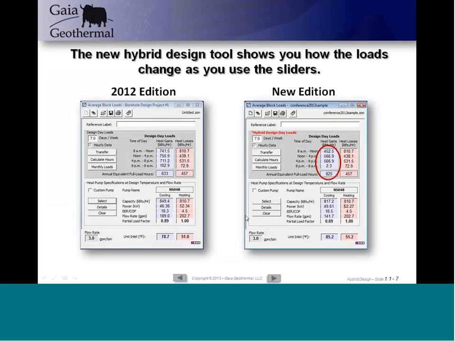The new hybrid design tool, among other things, shows you how the loads change as you use the sliders. So for example, in the 2012 edition here, regardless of whatever you did with the loads sliders, the hybrid sliders, the loads displayed would not change. We can see the loads here. With the new edition, the 2014 edition, when you do use those sliders, the hybrid design day loads panel becomes active, and you see that the loads are modified. You can actually see what's happening in real time to your loads.